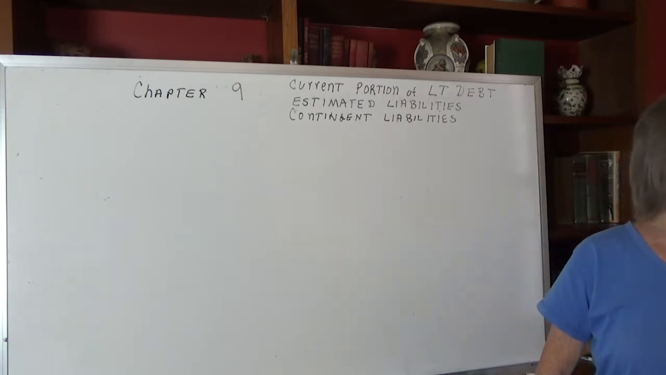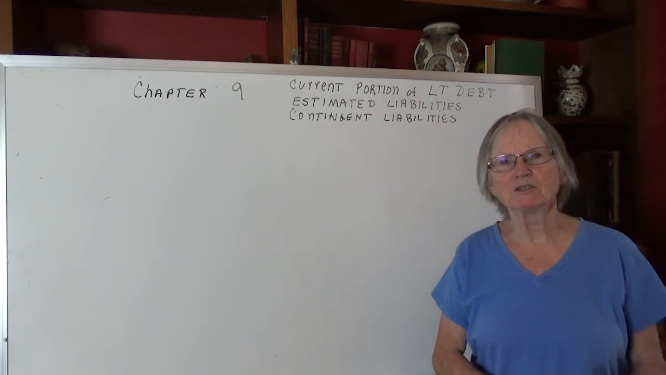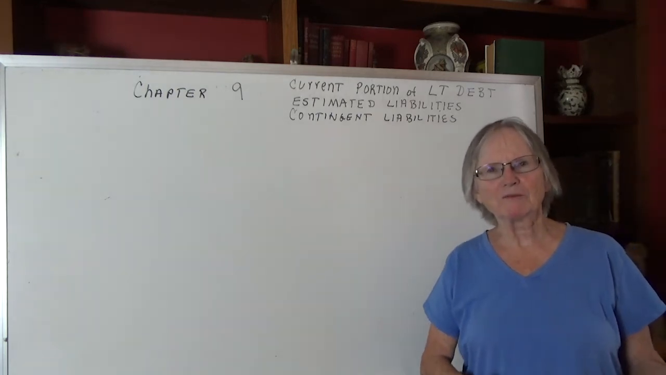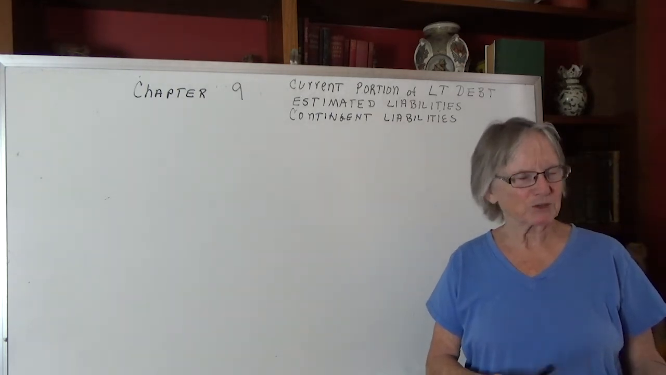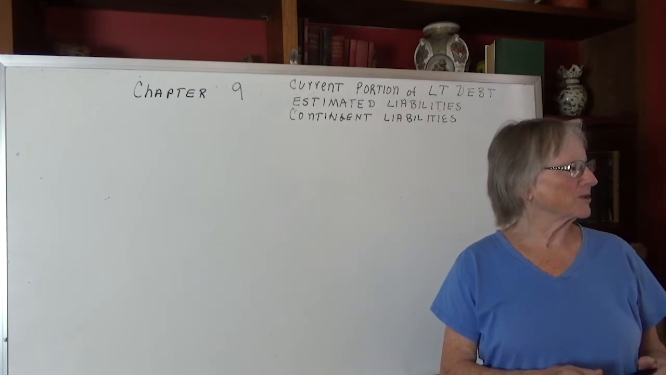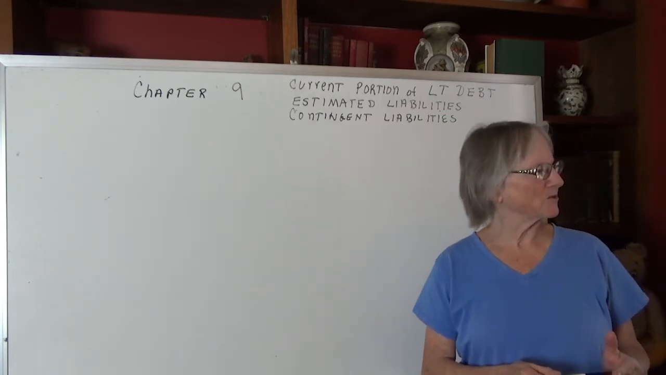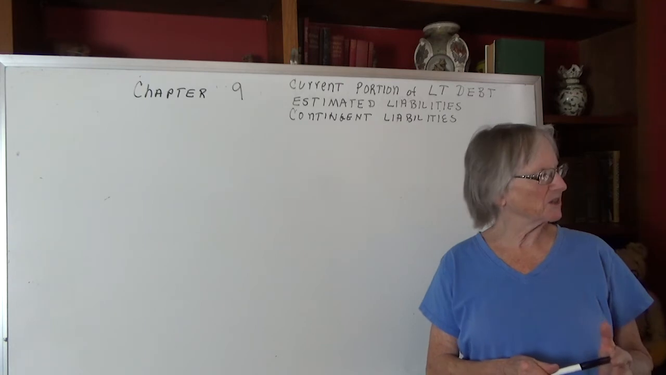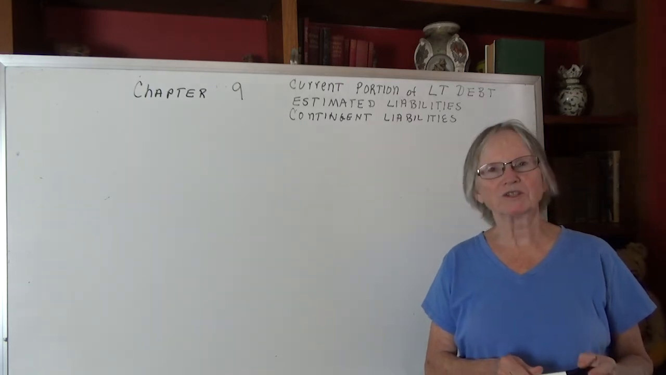Okay, so estimated liabilities, these are obligations that the company is going to have to pay, but they may not know the exact amount. So things like health and retirement benefits, vacation benefits, bonus plans, and warranty liabilities.